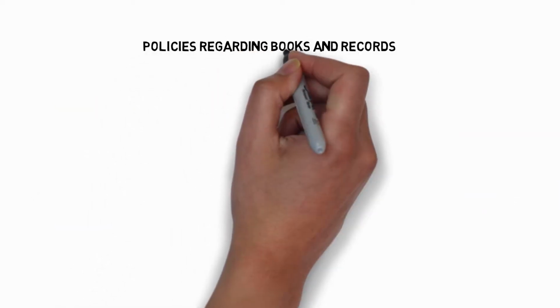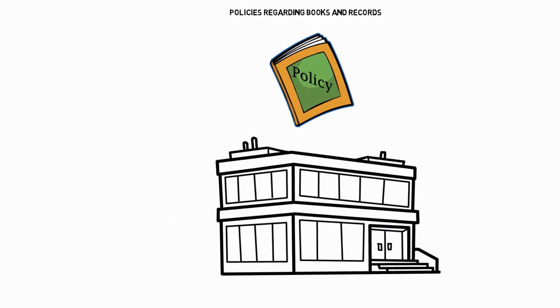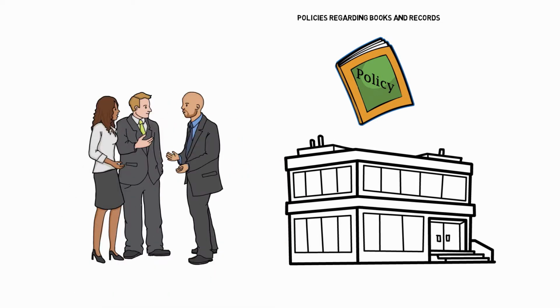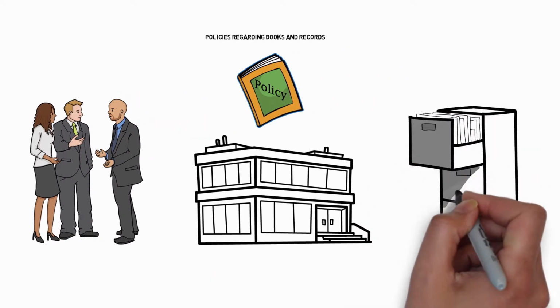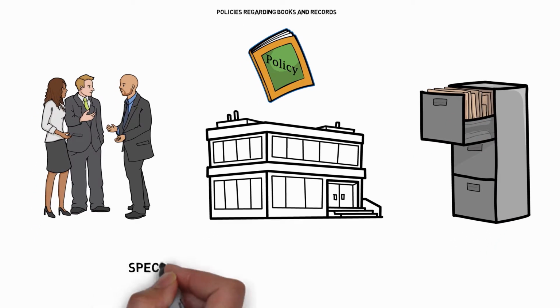Policies regarding books and records. Firms must be able to support all information included in GIPS-compliant presentations, as well as support that their client assets are real. This section of your GIPS P&P can outline the types of records that are maintained and in what format or location they are stored.